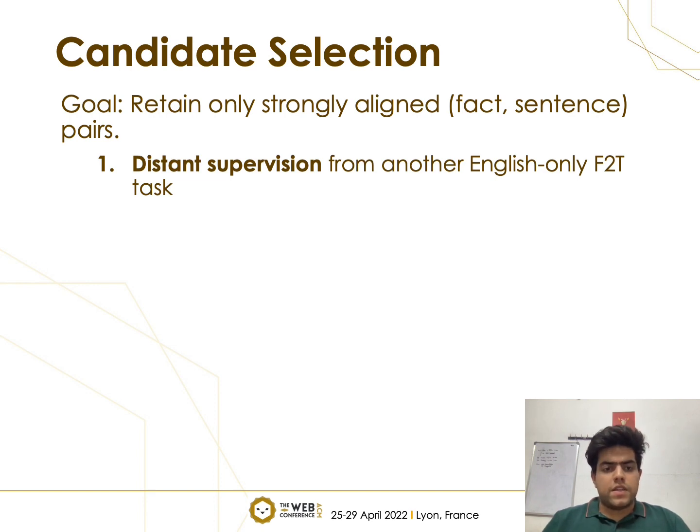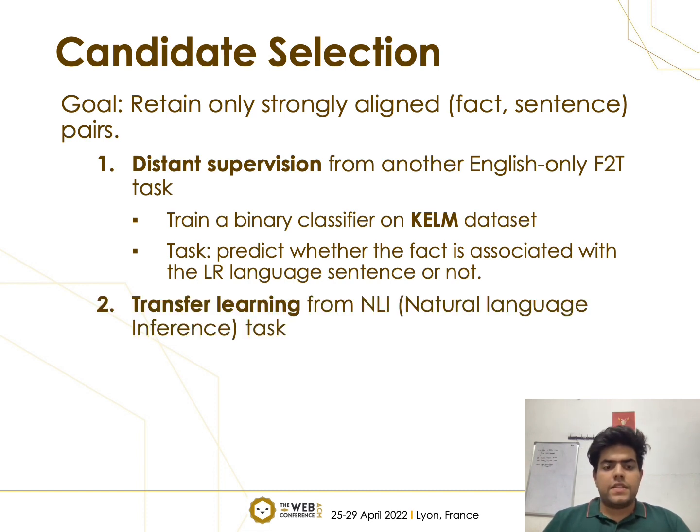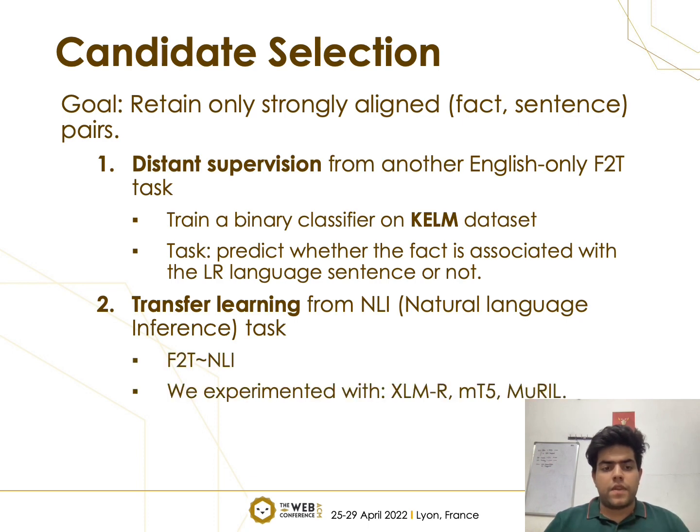The first approach is distant supervision from another English-only fact-to-text task. For this, we train a binary classifier on the KELM dataset. This classifier is trained with the task of predicting whether the fact is associated with the given sentence or not. The second approach that we used is transfer learning from the NLI task. The NLI task is aimed at predicting whether a particular pair of sentences entail, contradict, or are neutral to each other. And our task is very similar to the NLI task. Thus, we experimented with various models like XLMR, MT5, MuRIL, etc.